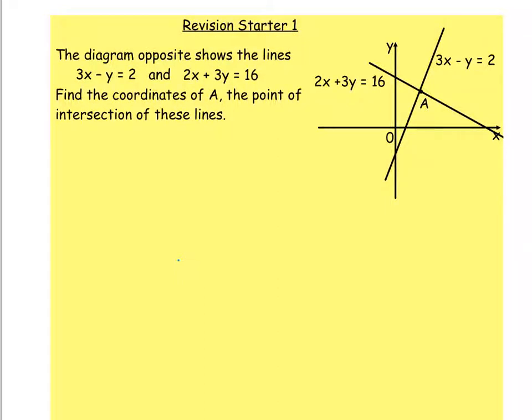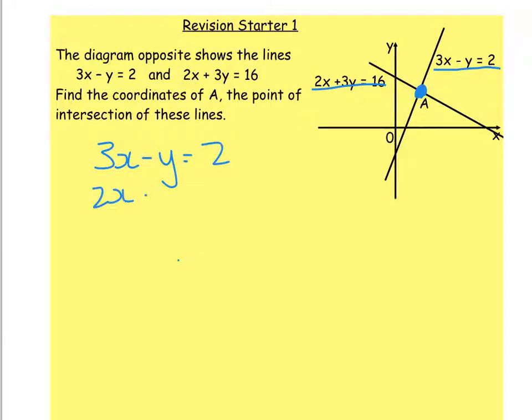Okay, so we want to find where these two lines intersect. Now that's the point A in here. Where both the lines meet, both their equations are true at the same time, simultaneously. So we're going to set this up to solve our simultaneous equations.